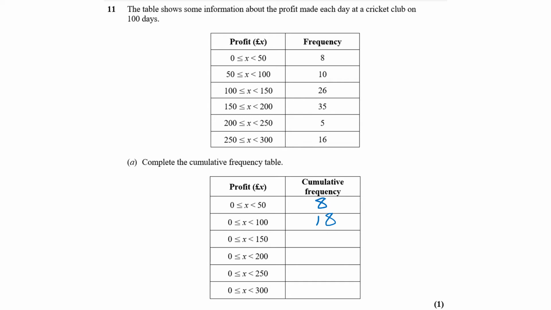And we can keep going. If we keep going, it's always a running total of what we're adding on next. So 18 plus 26 is going to be 44. And then add the 35, we get to 79. Add 5, we get to 84. And add 16, we get to 100.